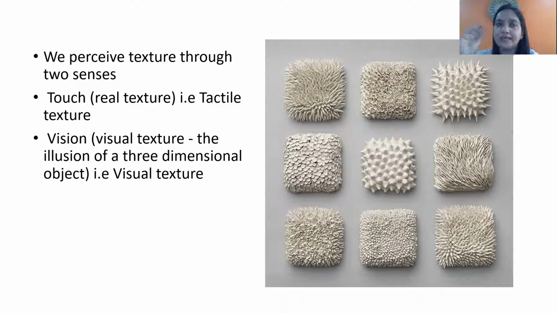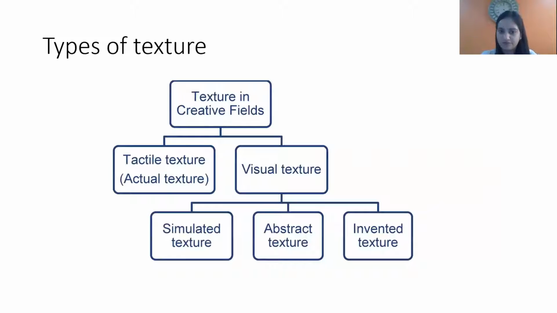If you are seeing any chipped wall, the surface of the wall, you can easily make out that this wall has a very scaly texture. So I hope the category of texture is clear to you all. Touch and vision. Now, come to the different types of texture.